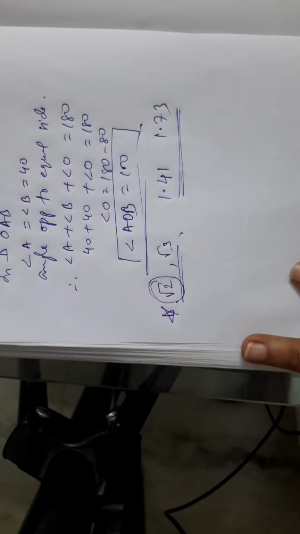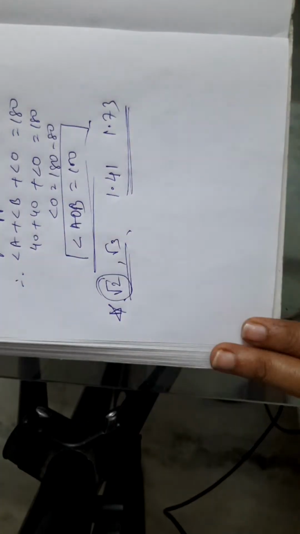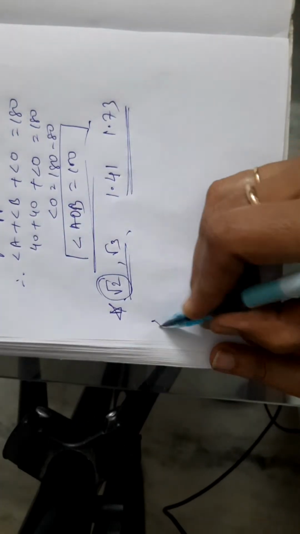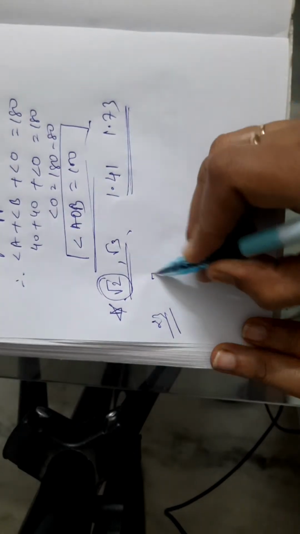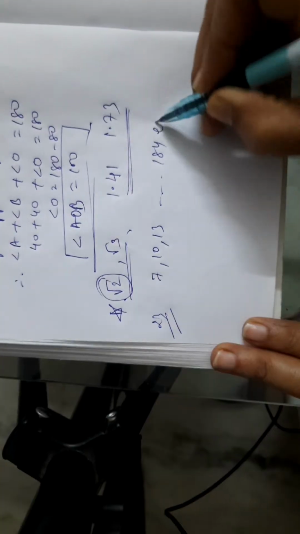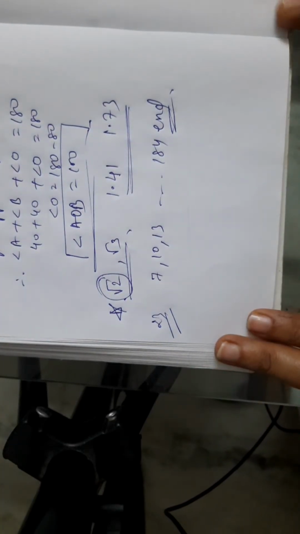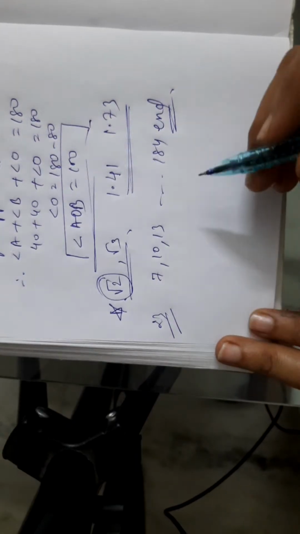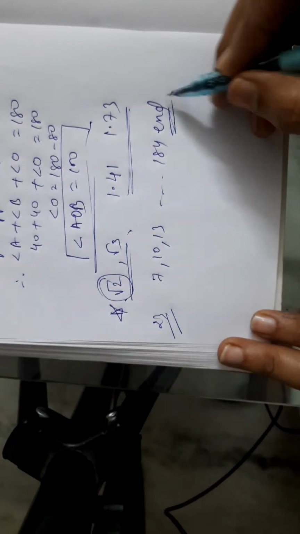Find the seventh term from the end of the AP. So here the next question is the 23rd one. Seventh term you need to find. The sequence is given: 7, 10, 13, ..., 184. From the end you need to calculate. Here it is given, find a rational number. Okay, only one rational number they asked. Correct answer, Vivek.